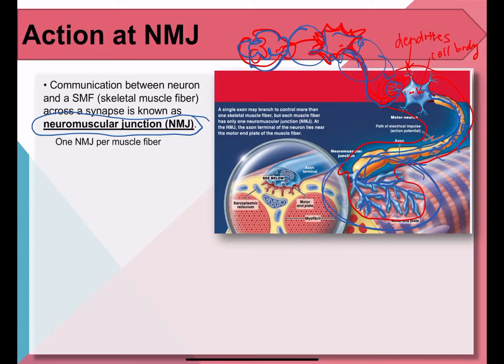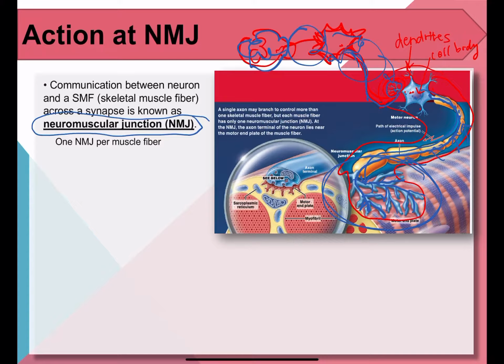There's only one NMJ, short for neuromuscular junction, per muscle fiber. You can't have two neurons innervating the same skeletal muscle fiber, or else the fiber will be really confused as to which neuron's signal it should receive commands from. You can only receive from one neuron, so then they all contract together.